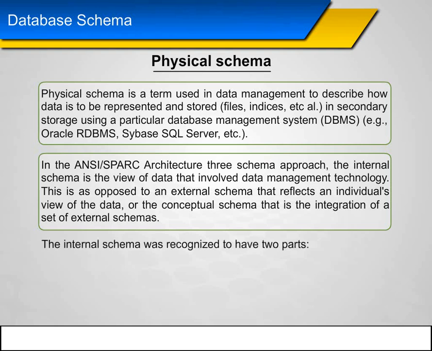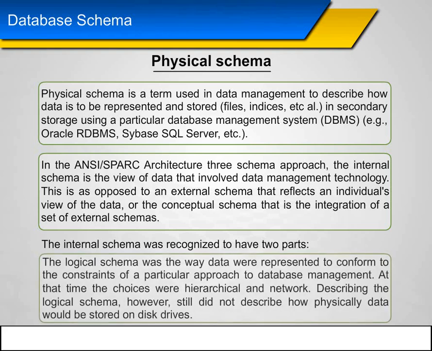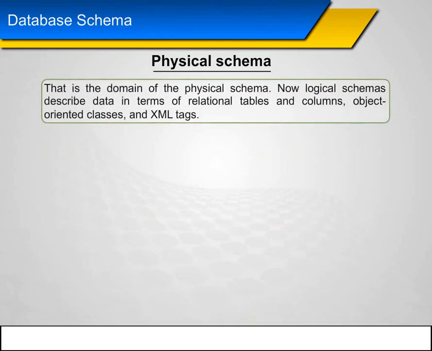The internal schema was recognized to have 2 parts. The logical schema was the way data were represented to conform to the constraints of a particular approach to database management. At that time, the choices were hierarchical and network. Describing the logical schema, however, still did not describe how physically data would be stored on disk drives. That is the domain of the physical schema.